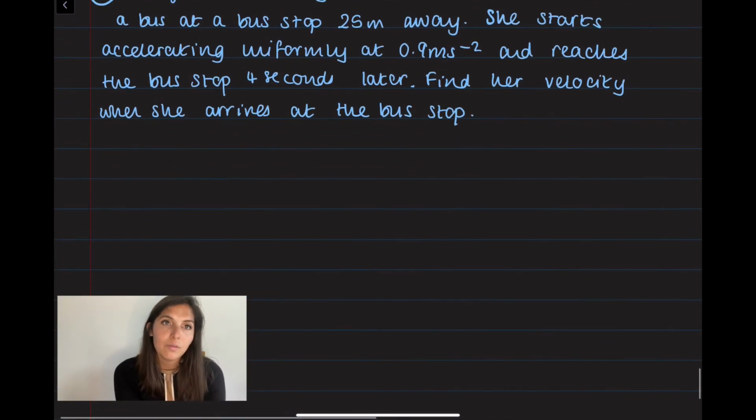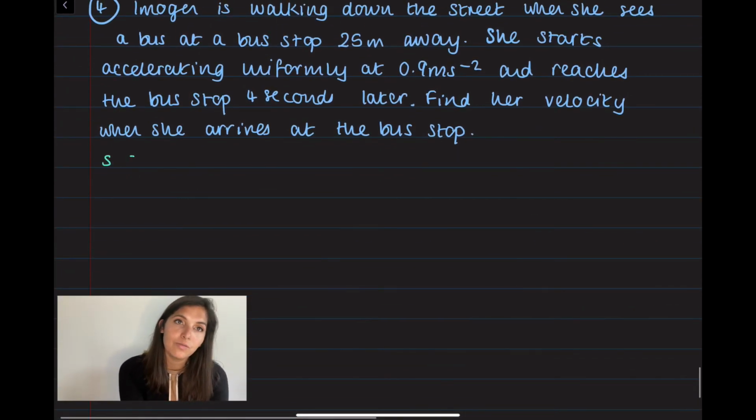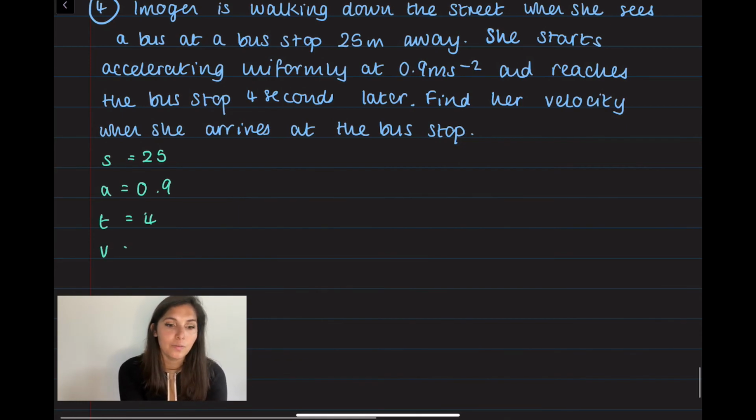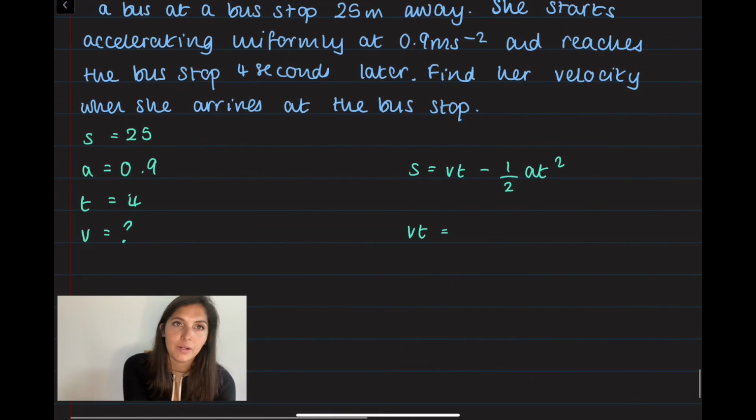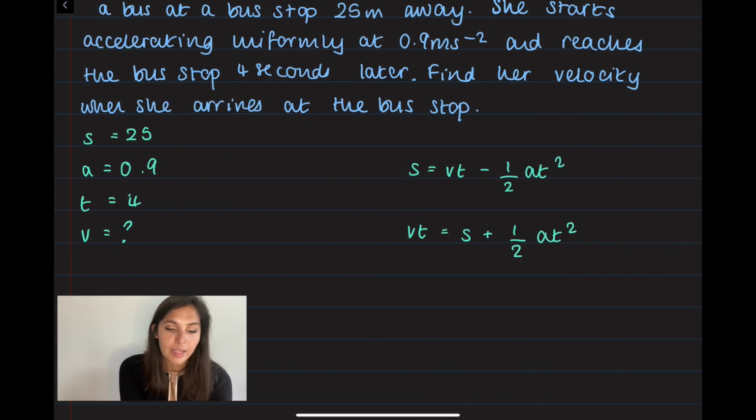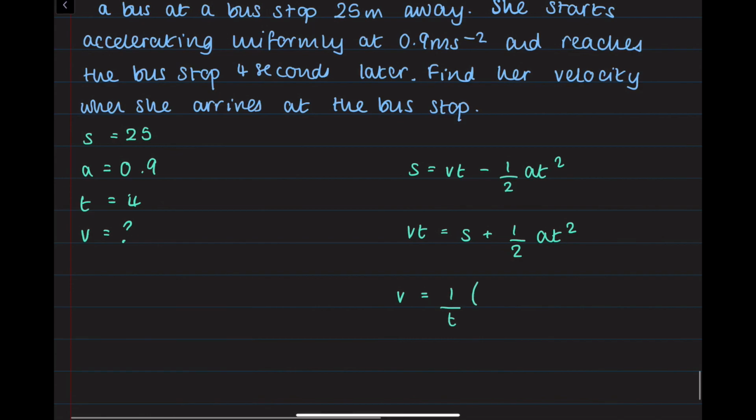In this final example, I need to use the exact same method. So I'm going to write down all my variables on the left. So I know that the displacement is 25. I know she's accelerating at 0.9. And I know that she reaches the bus stop 4 seconds later. I want to find the velocity, so I write v equals question mark. So I know the formula I'm going to use is s equals vt minus a half at squared. So I can rearrange that to get v equals, and then I just plug in my numbers and end up with my final answer.